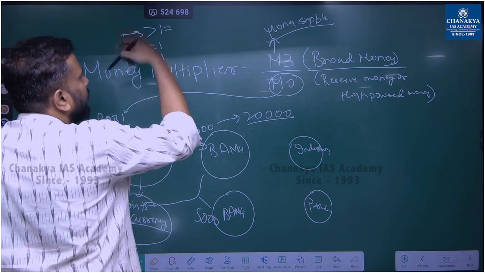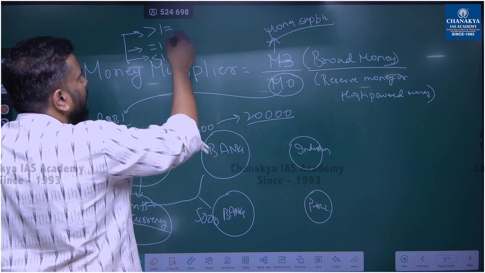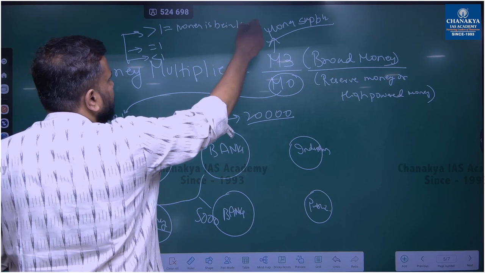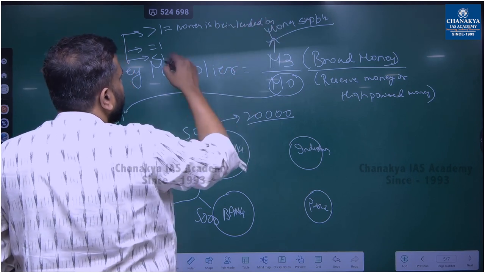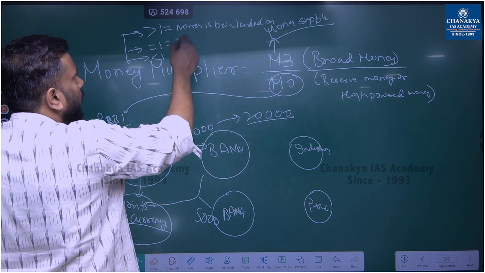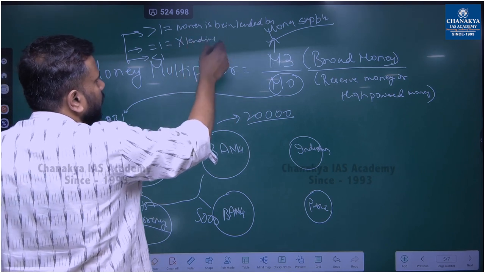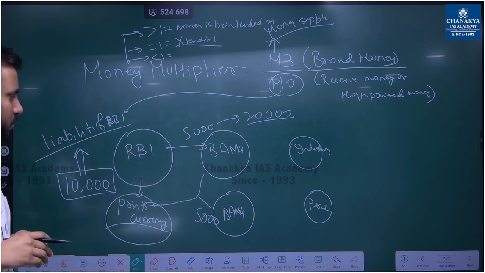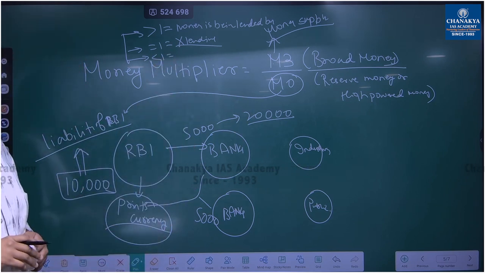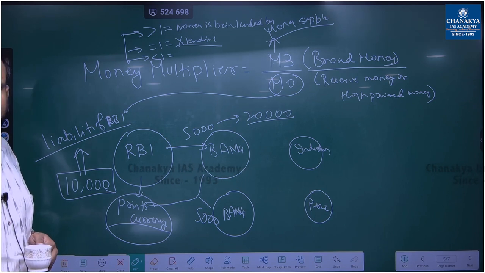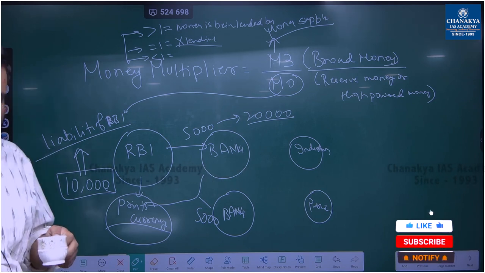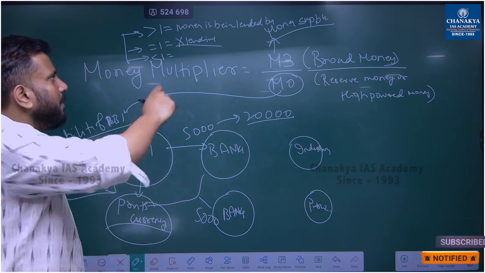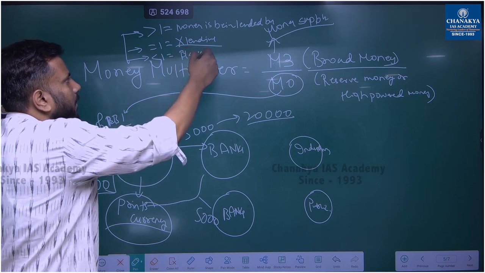So when will M3 be bigger than M0? When banks are lending more and more money. Equal to 1 means banks are not lending any money, in which case M3 will be equal to M0. And less than 1 means, suppose RBI has printed 10,000 rupees, but 2,000 went into black money and left the Indian economy, say you deposited it in a Swiss bank. In that case M3 will be less than M0, so it will be less than 1. In the case of black money, this will happen.